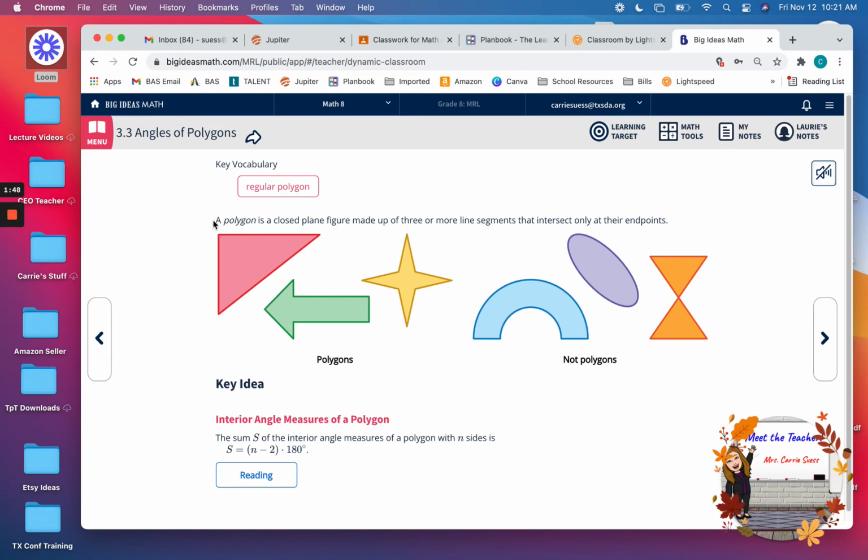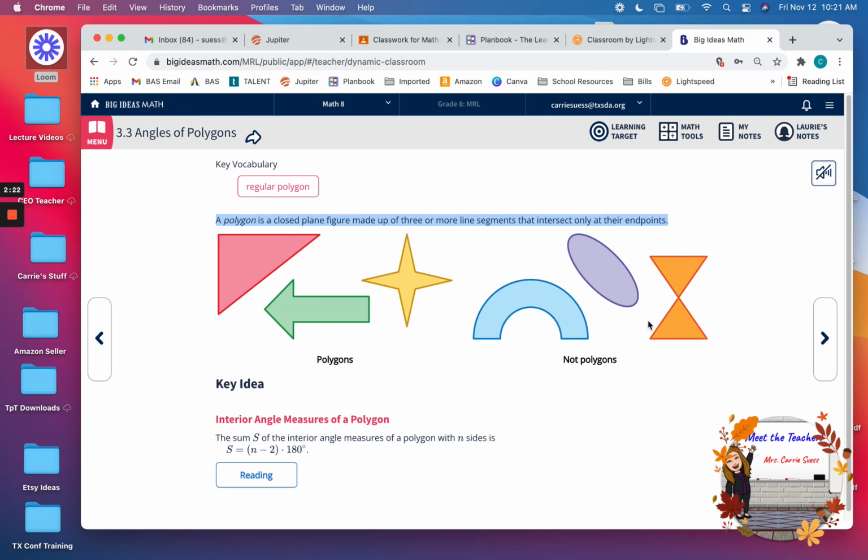So a polygon, just a polygon, is a closed plane figure made up of 3 or more line segments that intersect only at their end points. So if you look at the sketches here, we have a triangle, a block arrow, and a star, and you see how none of these lines are curved, and they all close at an end point. Okay, these are not polygons. Circles, ovals, anything round, curved lines would not be considered polygons.